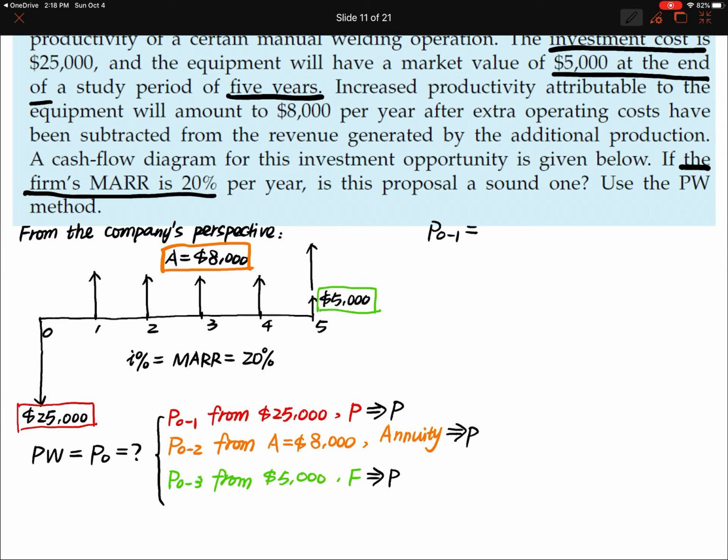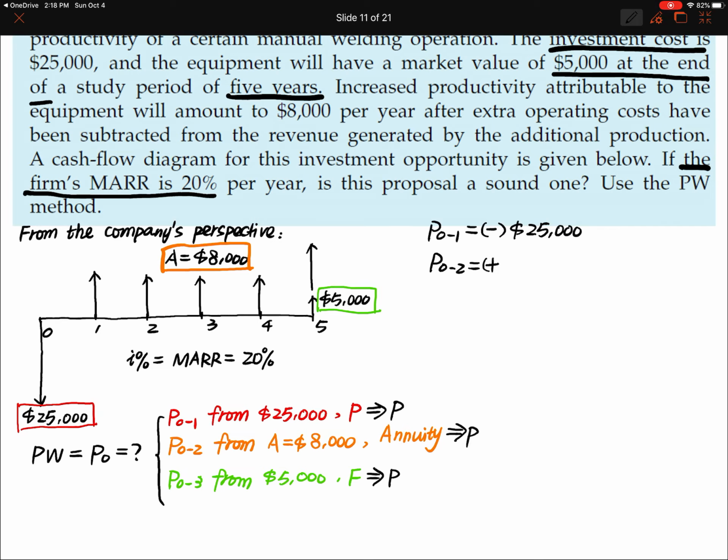So P01, it is already at present. So there's no interest rate going on. You don't have to convert anything. So 25,000 is 25,000. But it is the expenditure, so it's negative. So negative 25,000. That's the first part.